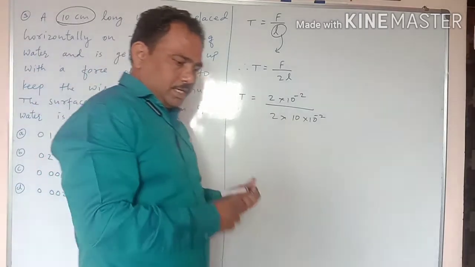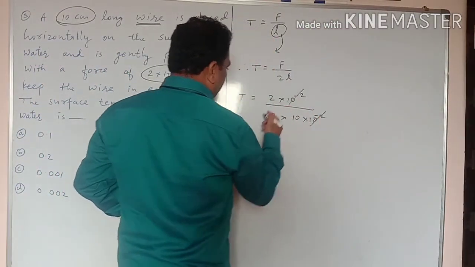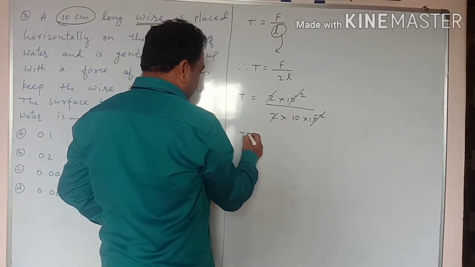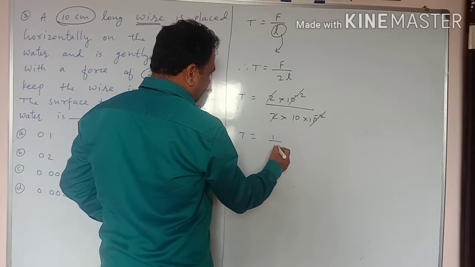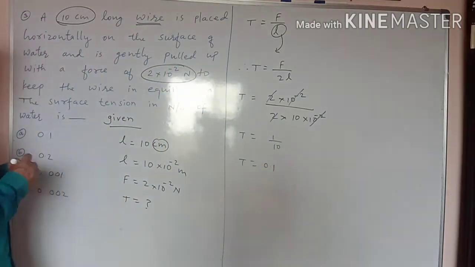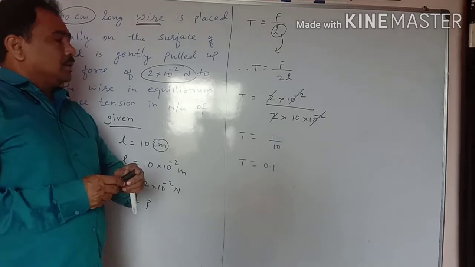Now let us calculate it. The 10 to the power minus 2 will get cancelled here, and the remaining 2s also get cancelled. Therefore T is equal to 1 by 10, and 1 by 10 means what? 0.1. So our correct option will be 0.1, that is the first option. Got it?